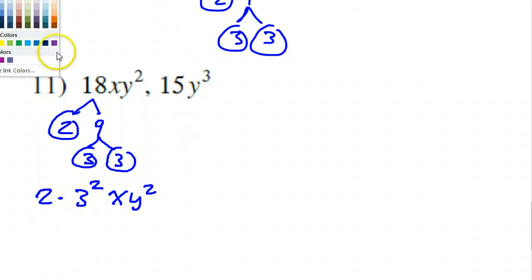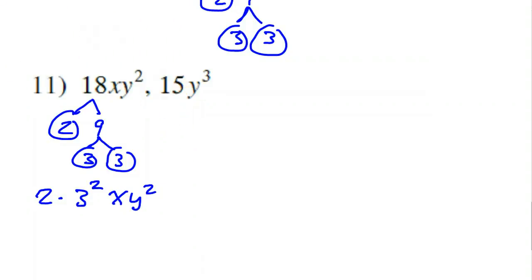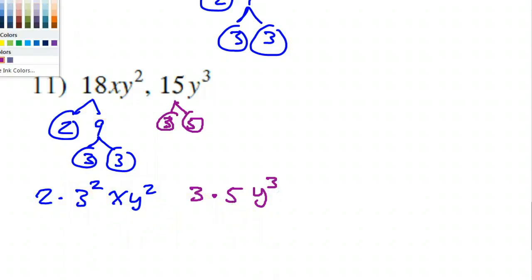Now the 15. Alright, so 15 is 3 times 5. Okay, those are already prime numbers. So that's going to be 3 times 5, and then we have y to the third power. So we want to make both of these the same. So how are we going to do that?